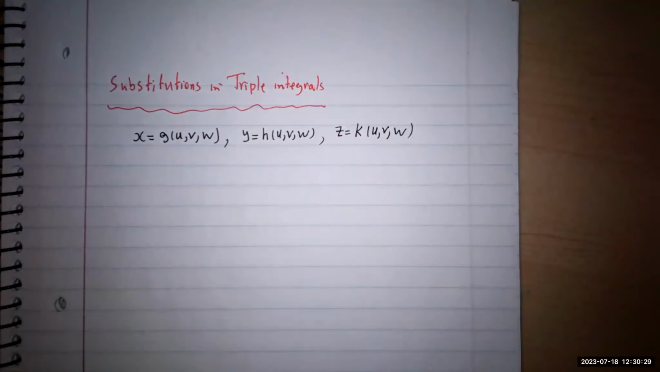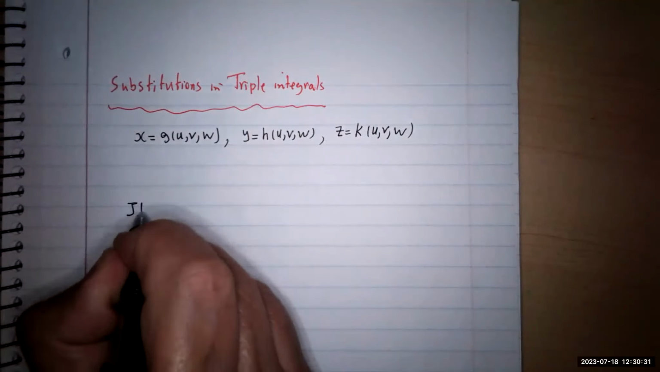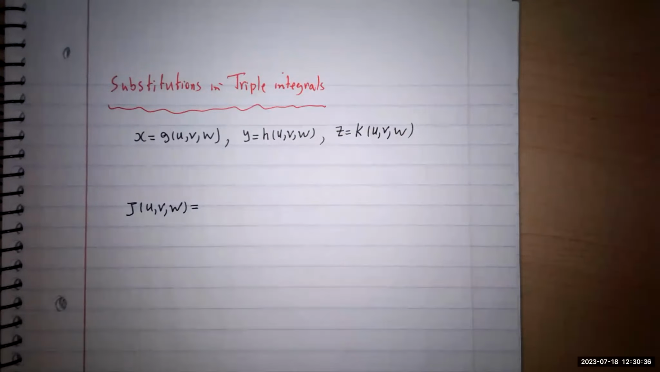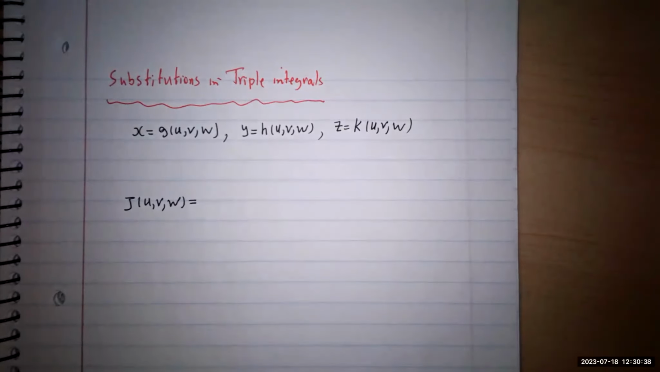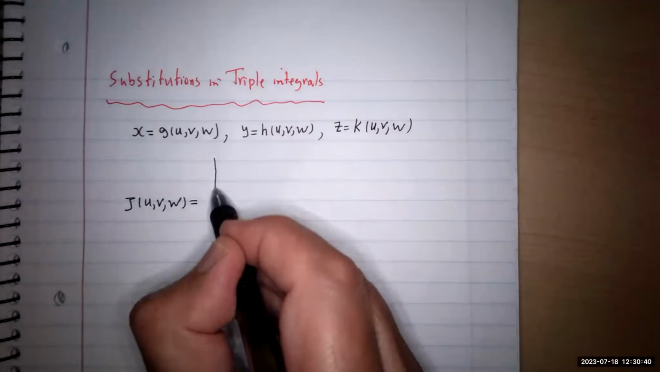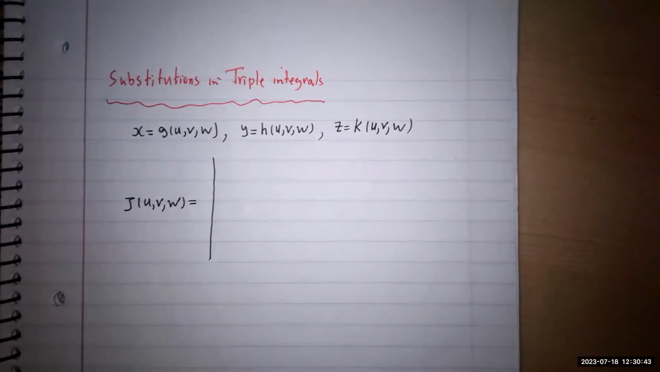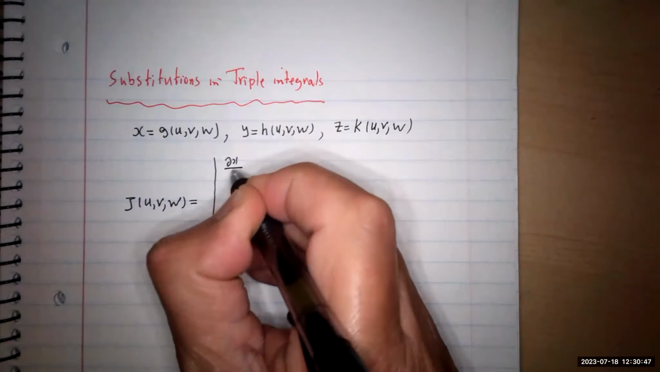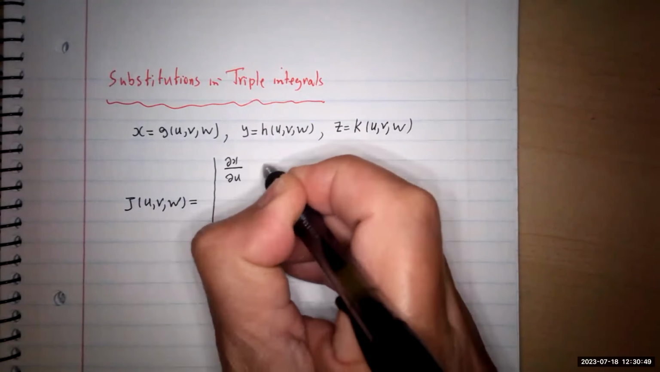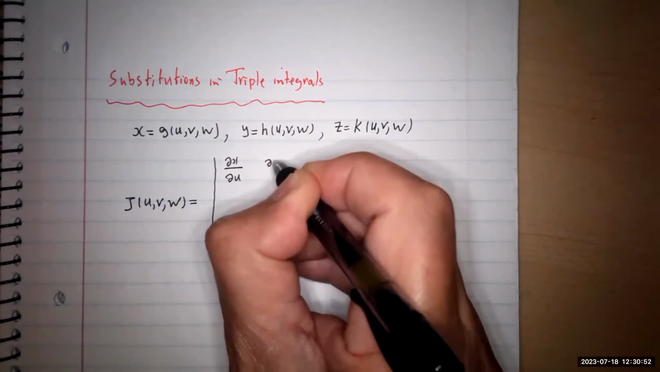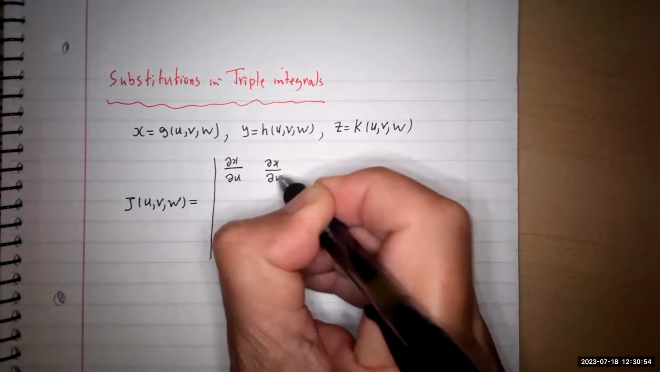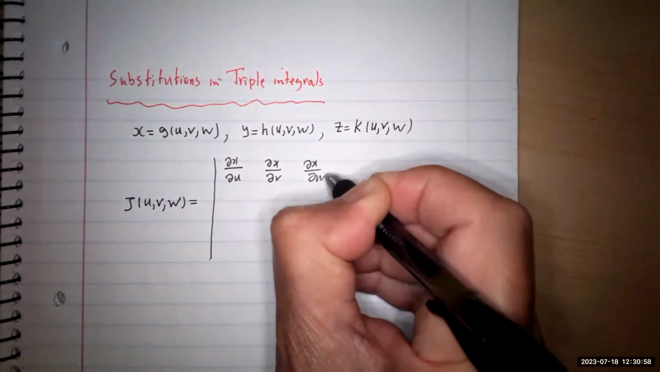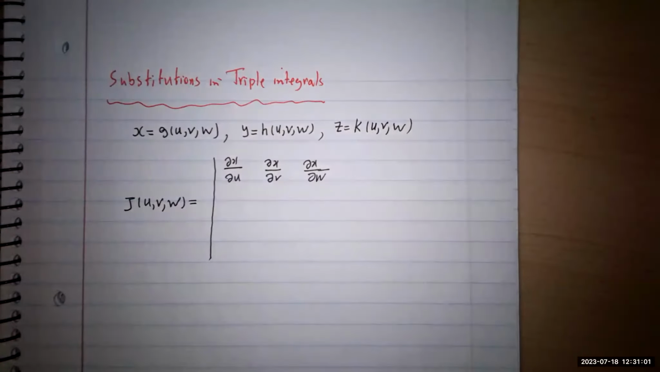If this is going to be the case, the Jacobian of u, v, w is going to be equal to, you have three variables, x, y, z, so it's going to be the determinant of this matrix. On the first row, you go with the x. So round x, round u, round x, round v, and round x, round w. That would be the first row.